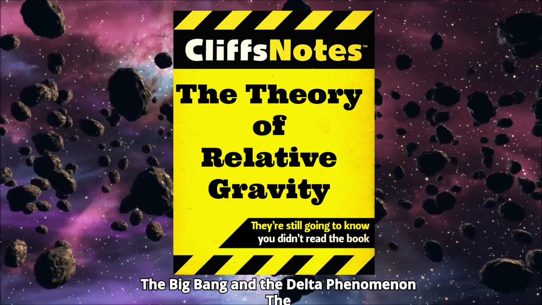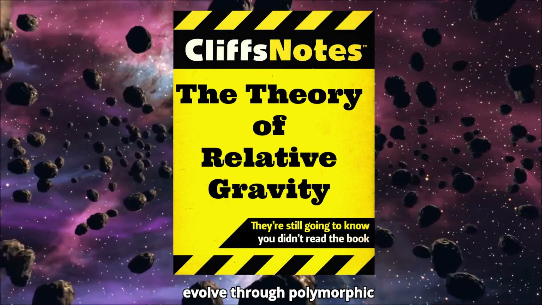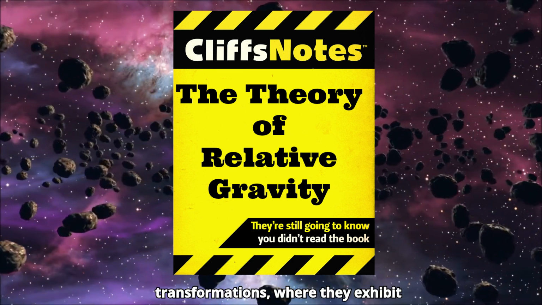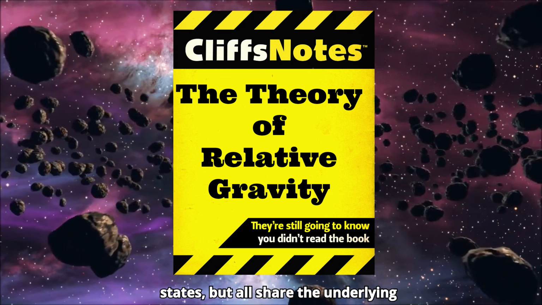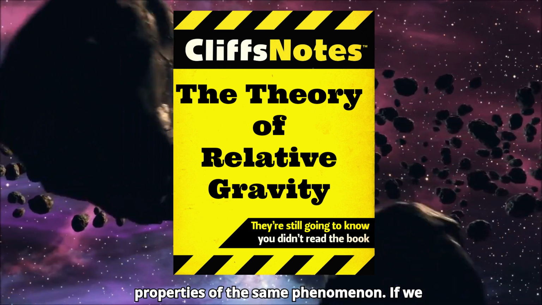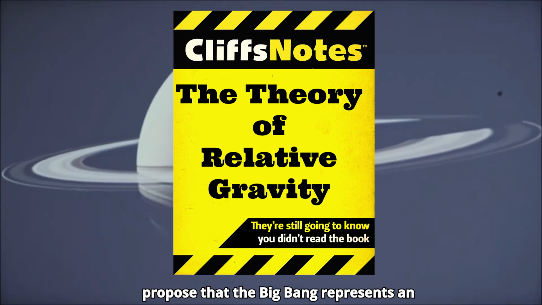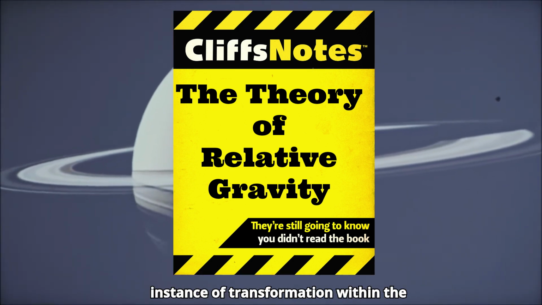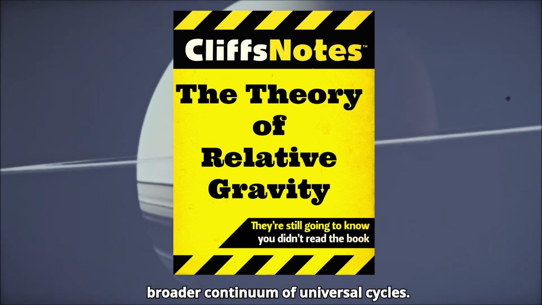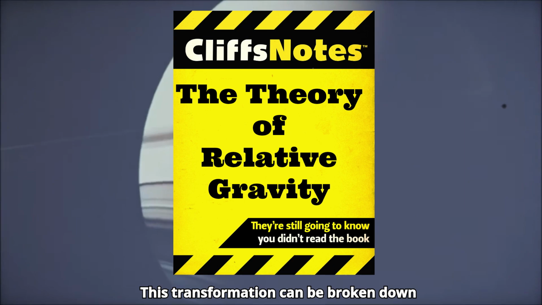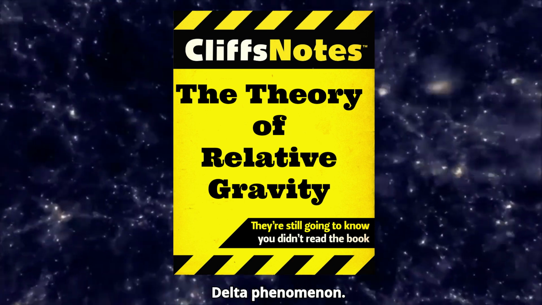2. The Big Bang and the delta phenomenon. The delta phenomenon suggests that entities evolve through polymorphic transformations, where they exhibit unique personifications across different states, but all share the underlying properties of the same phenomenon. If we apply this to the Big Bang, we can propose that the Big Bang represents an instance of transformation within the broader continuum of universal cycles. This transformation can be broken down into several key principles from the delta phenomenon.